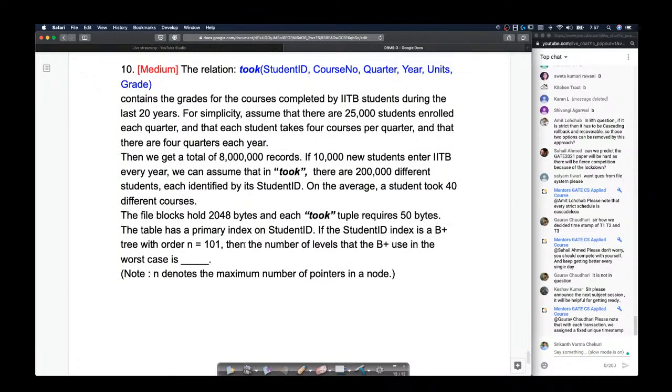This is a very good question. This is the best question of the day actually. I loved solving this. I think this is an assignment problem or a final exam problem at IITB.